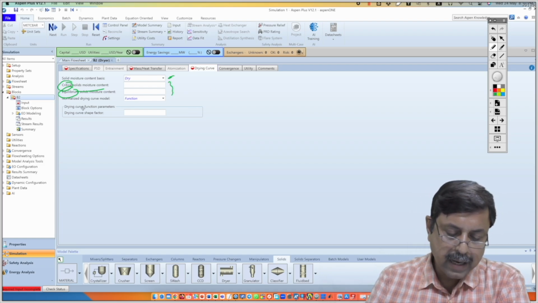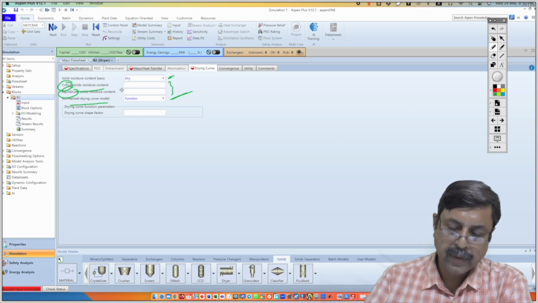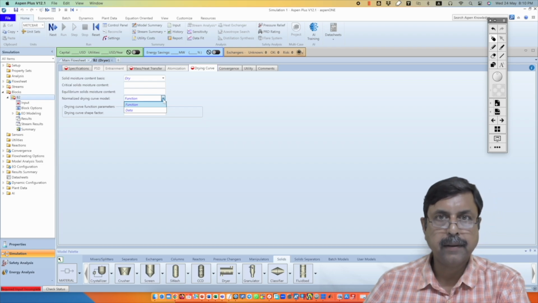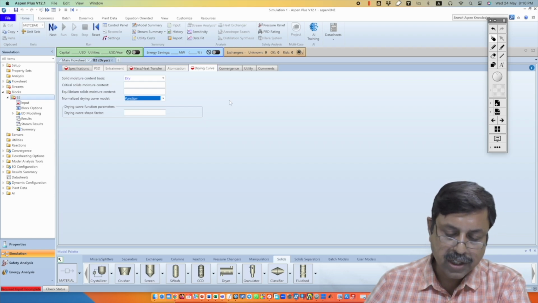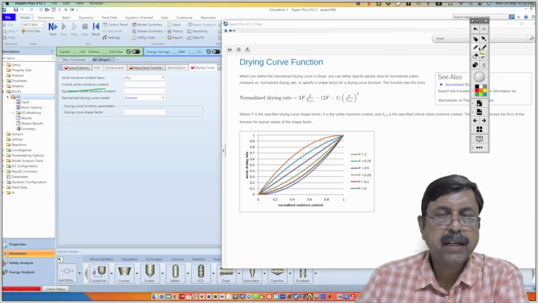In addition to that, you have to provide the normalized drying curve model. So here you can give either the function or the data. Now what is the function? Again, you can go to the Aspen help file. This is the drying curve function.